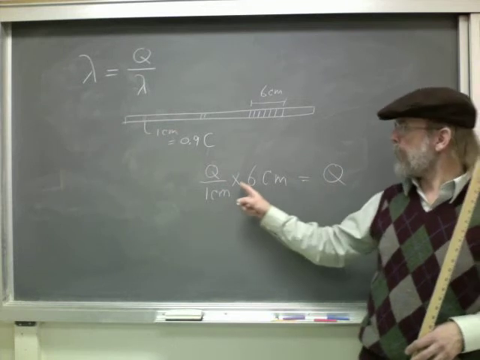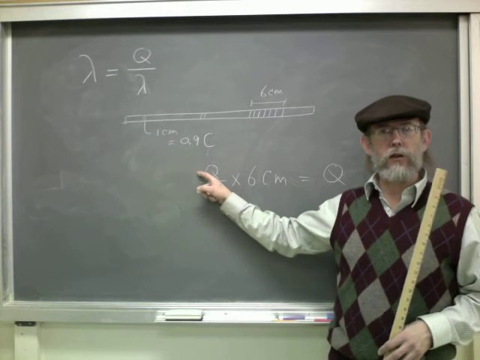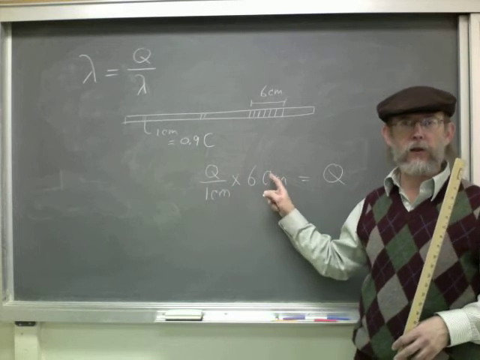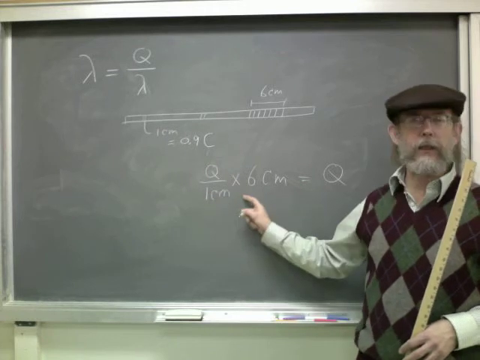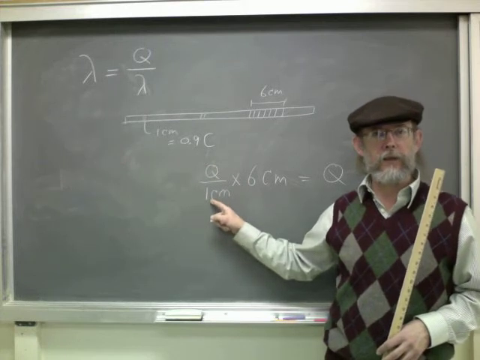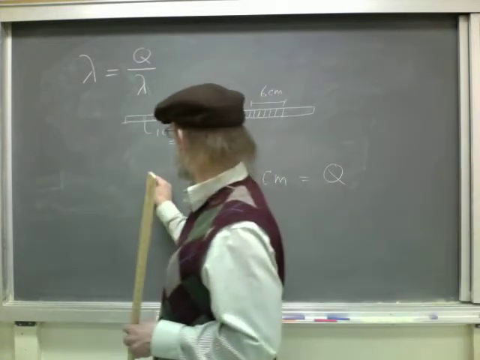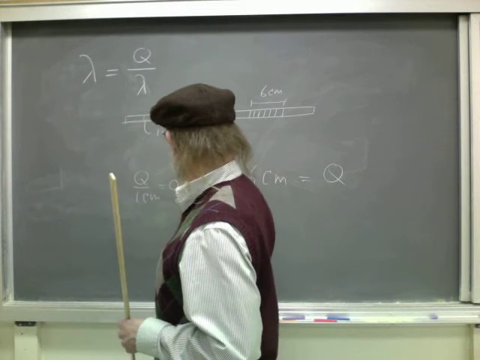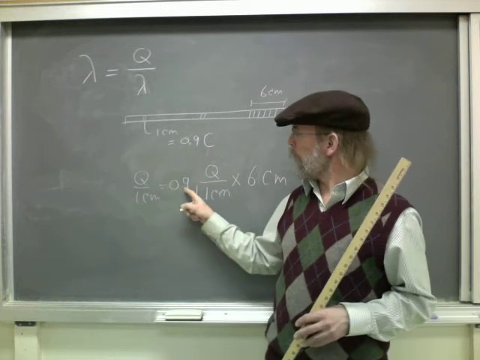So this thing right here is the means of converting lengths, in this case 6 centimeters, to charge. It's like a conversion factor. What it actually is, is the linear charge density. It tells me the concentration of charge per centimeter of stick. That tells me how dense the stick is. And in particular, for us, the Q per 1 centimeter is 0.9.